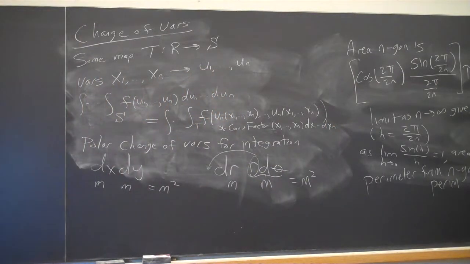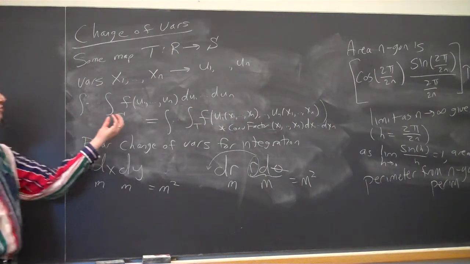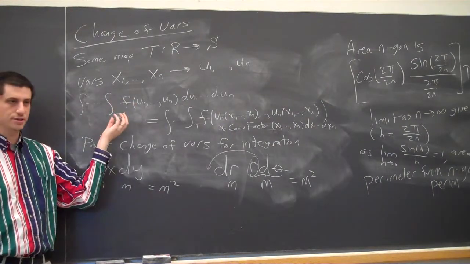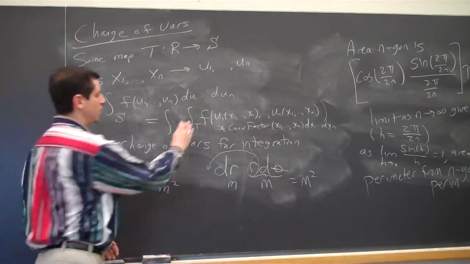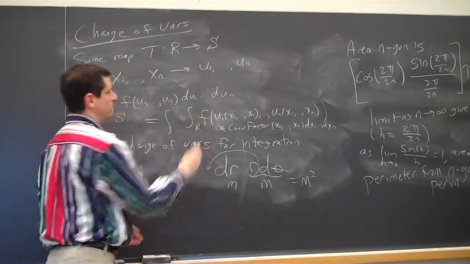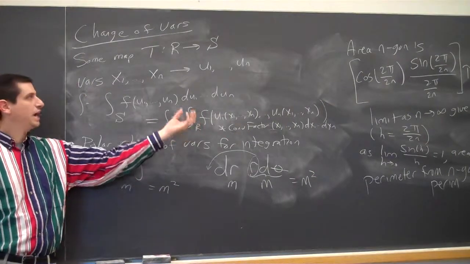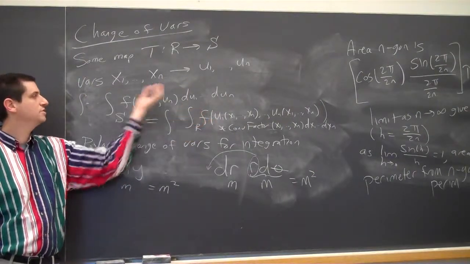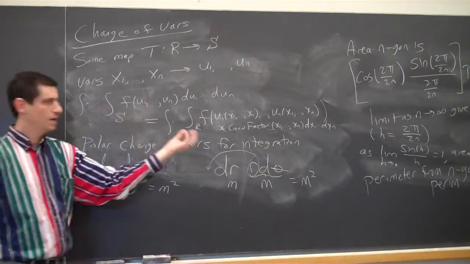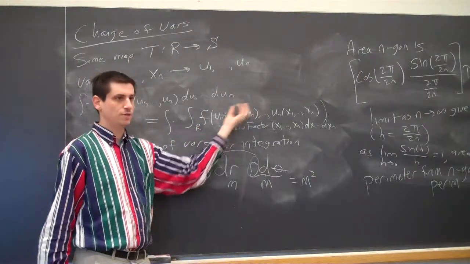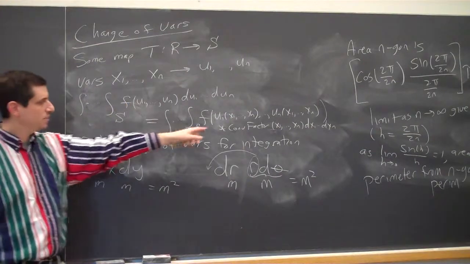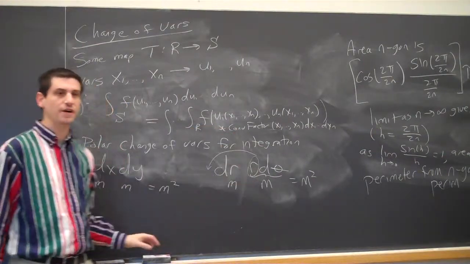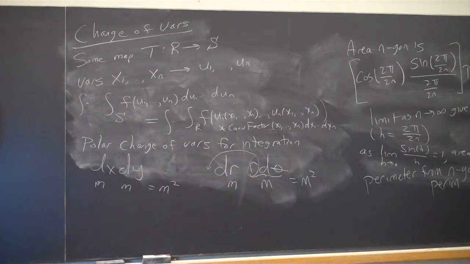So this is the general framework of a change of variables. I have some region S where I have my u variables. I have some region R where I have my x variables. I have some way to map from the x's to the u's. This would now give me a nice function. These are going to be evaluated at the right point. And I'm going to have some kind of conversion factor. The conversion factor is going to be like the r d theta.